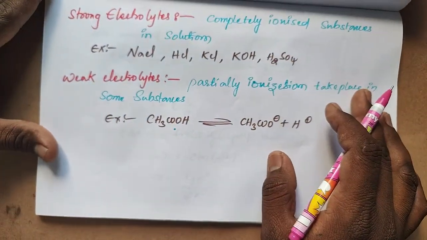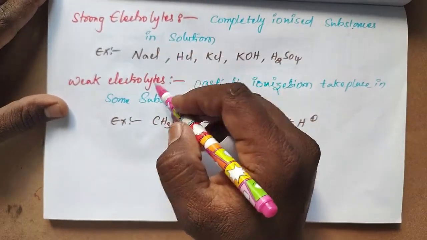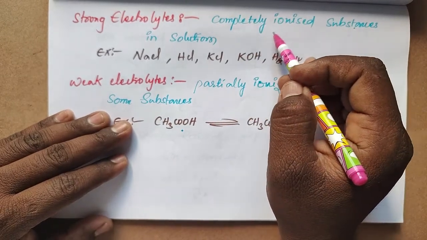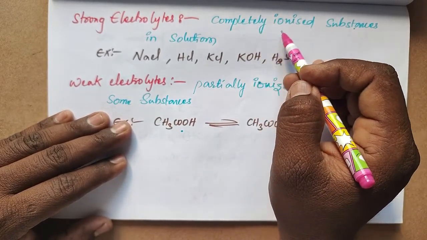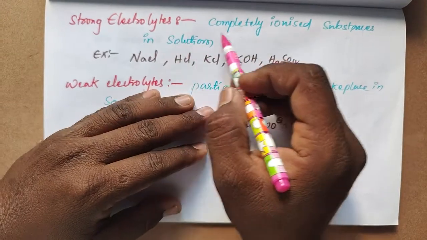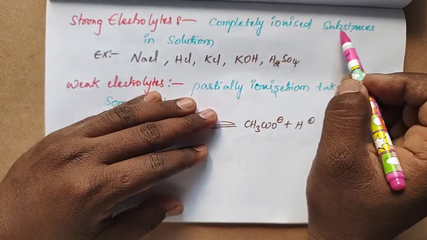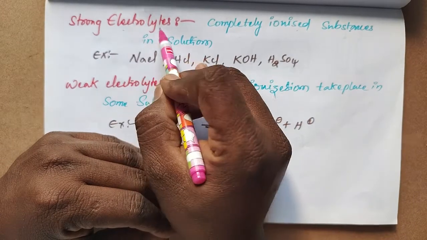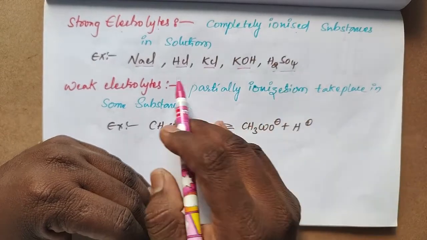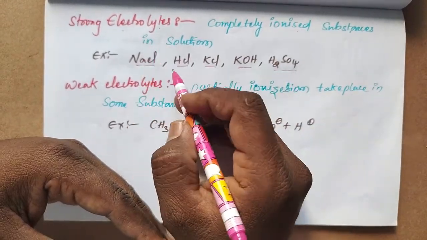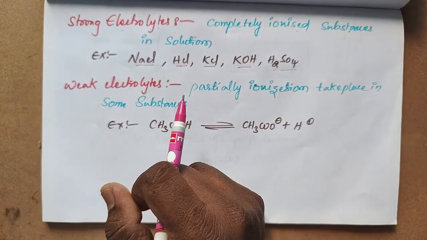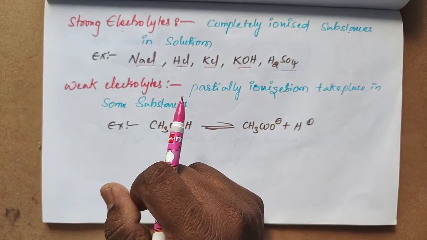Electrolytic solutions are classified into two types: strong electrolytes and weak electrolytes. Strong electrolyte means complete ionization takes place. The substances that ionize completely are called strong electrolytes. By definition, substances completely ionized in solution are strong electrolytes. Examples: NaCl, HCl, KCl, KOH, H2SO4. Strong acids like HCl and H2SO4 also ionize completely in solution.